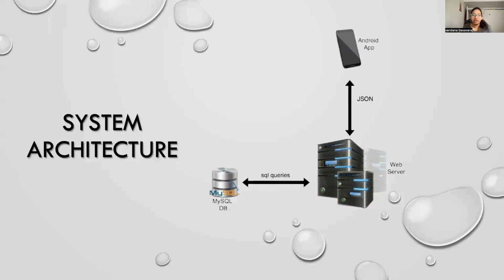So this is the system architecture. We have the MySQL database, the web server, and the Android application. The Android application and the web server communicate using JSON, and the database and the web server communicate using SQL queries.